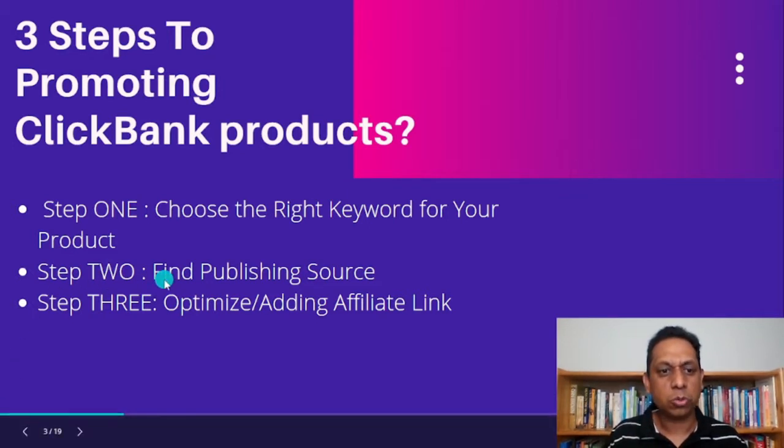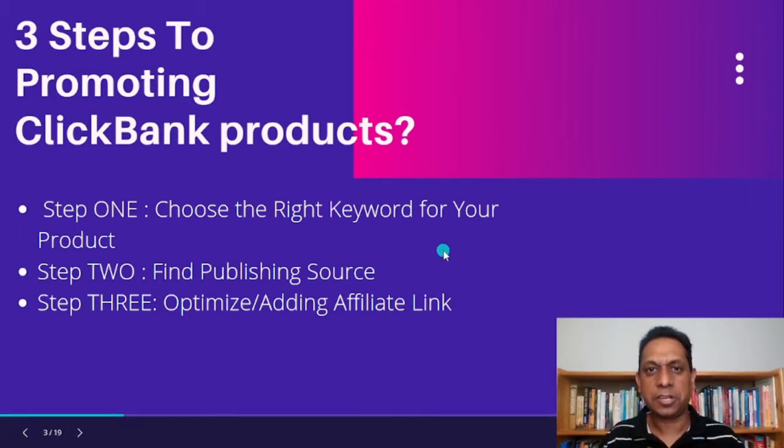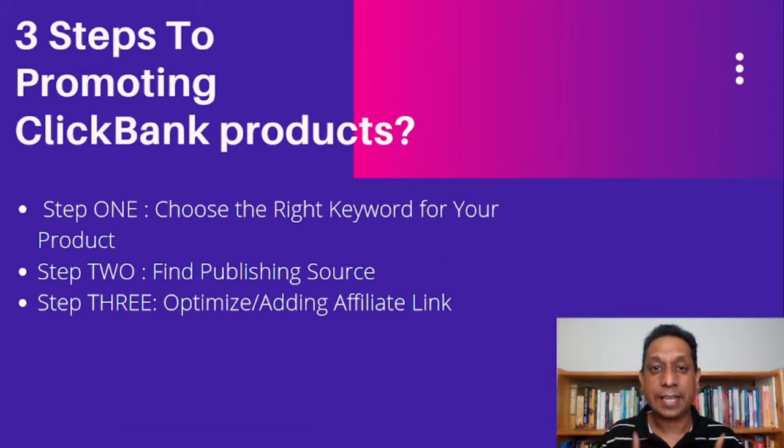Then the step 2 is to find a suitable publishing source. Now remember, I told you that in the beginning we're not going to use any websites. So I'm going to show you a third-party website publishing place where you just have to place the article and your article will rank and automatically you will get visitors to your website. And step 3 is to optimize your article and add your appropriate affiliate links in the right places. So let's first go on to step 1 by choosing the right keyword for your product.